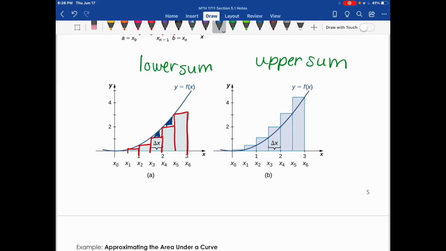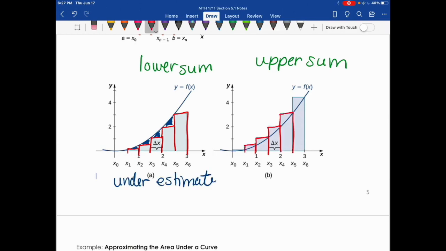So when we add up all of our rectangles, we have this space here that I'm highlighting in navy blue. That space there is unaccounted for. So it's going to be an underestimate.